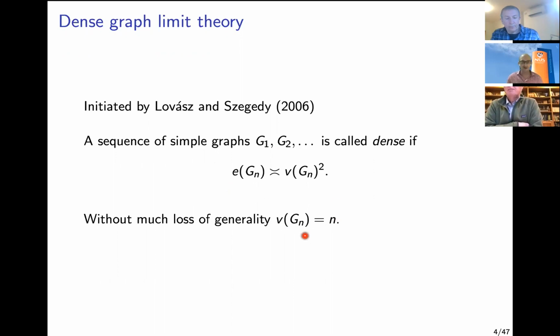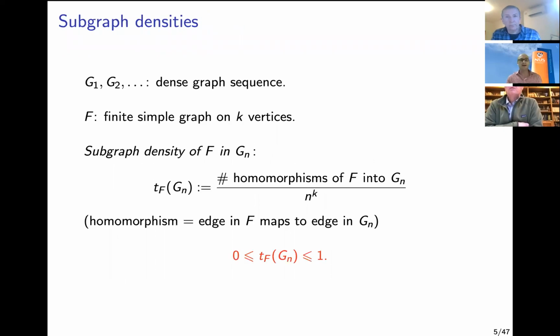And of course, without much loss of generality, we just assume that G_n has n vertices, just to make life easy. Now, one way to analyze these dense graph sequences is through their so-called subgraph densities. There are other ways to analyze them, and in this dense world they are equivalent, but the one we're interested in for this talk is the subgraph densities. So let's assume we have a dense graph sequence, and we fix a finite simple graph on k vertices. I should say that all graphs we consider here are finite and simple, that means no loops and no multiple edges, and undirected as well.